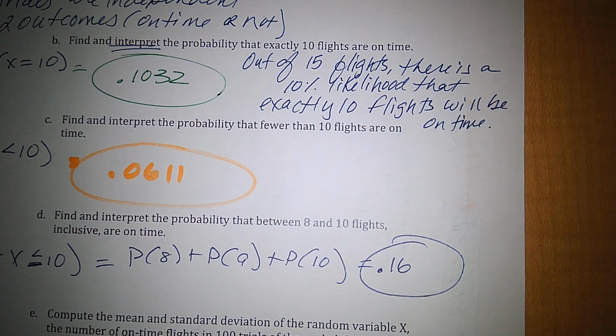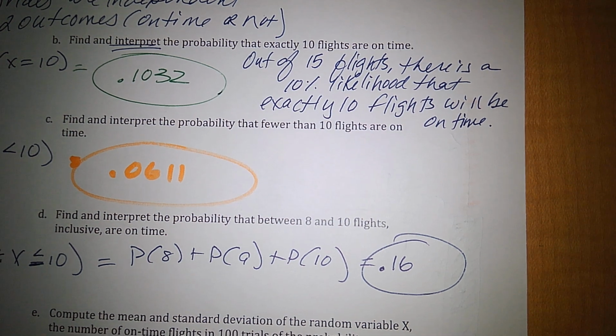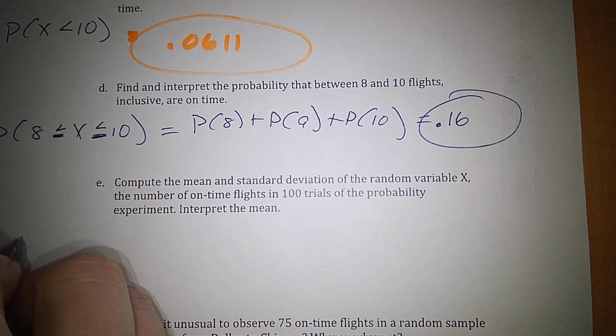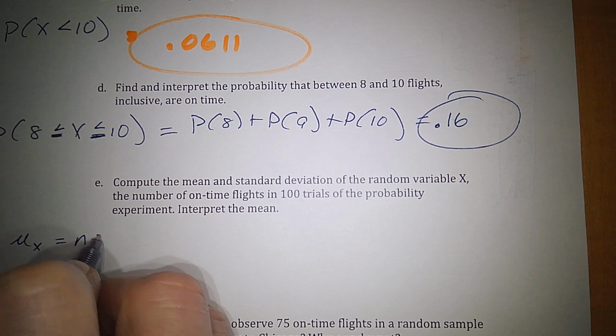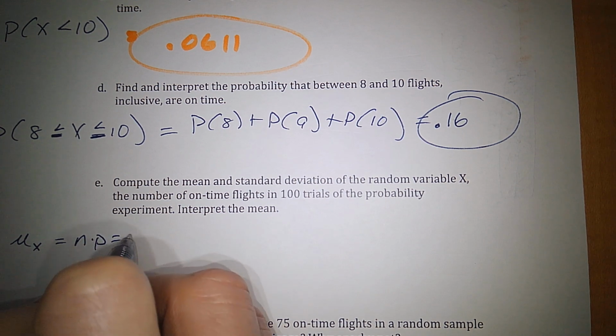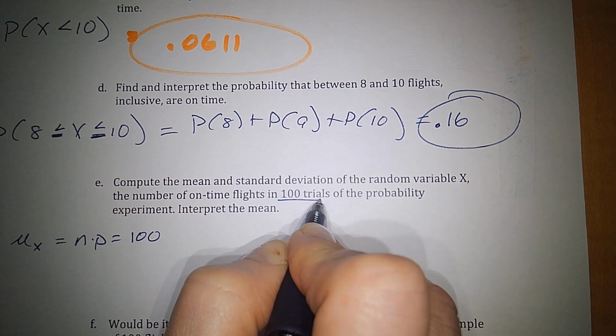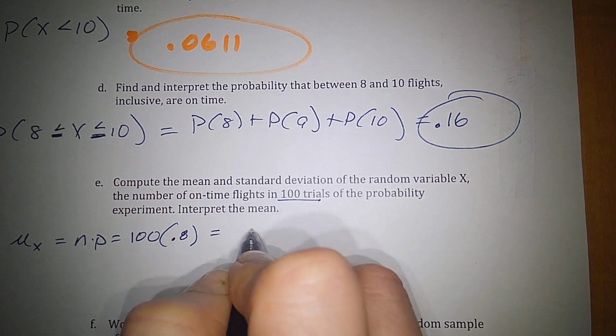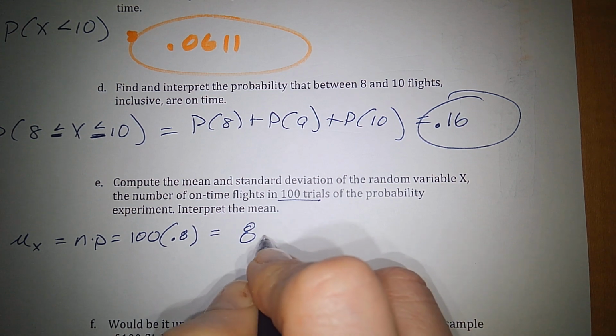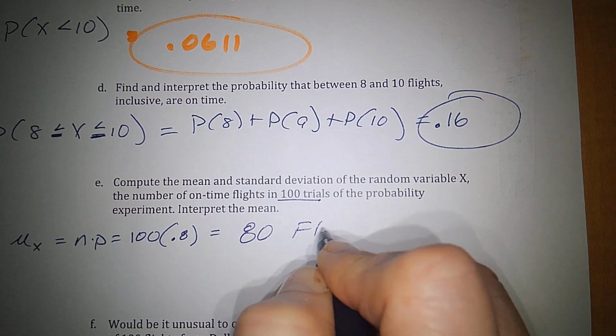Part E, compute the mean and standard deviation of the random variable x, the number of on-time flights, in 100 trials of the probability experiment, and then interpret the mean. Well, we know by definition that the mean of a random variable x is simply equal to n times p. Well, in this case, we're talking about 100 flights, and I know the probability that they will be on time is 80%. So I would expect 80 of the 100 flights to be on time.